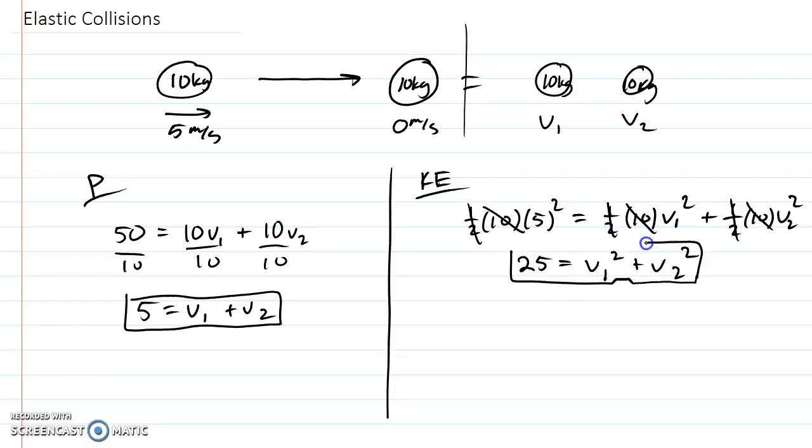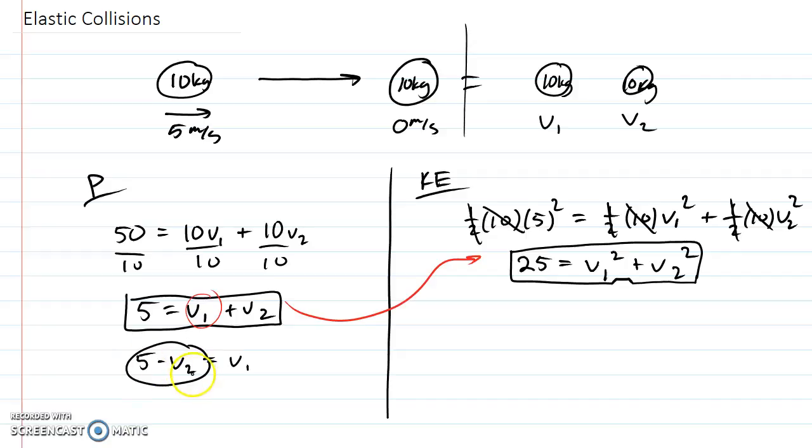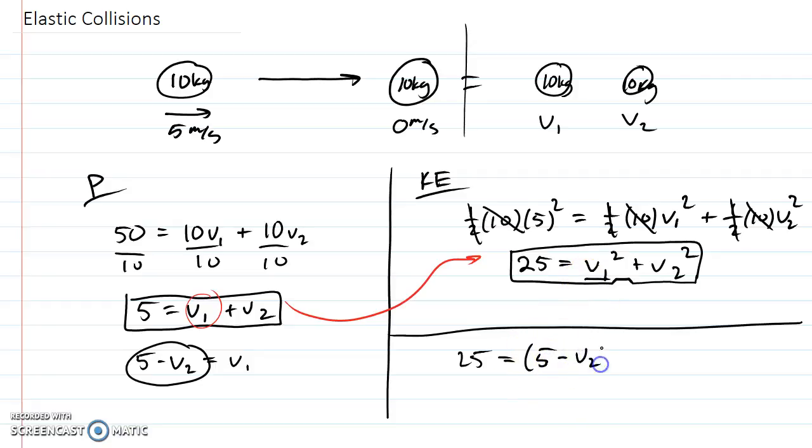Alright, so I have to combine these two equations. What I'm going to do here is I'm going to get v1 alone, and then I'm going to plug it into the v1 over here. So I'm going to subtract v2 from both sides. That'd be 5 minus v2 equals v1. Now instead of writing v1 on the other side, I'm going to write this 5 minus v2. I'm going to substitute. So now this is where I start combining. 25 equals, and instead of v1 here, I'm going to write 5 minus v2, all squared, plus v2 squared.